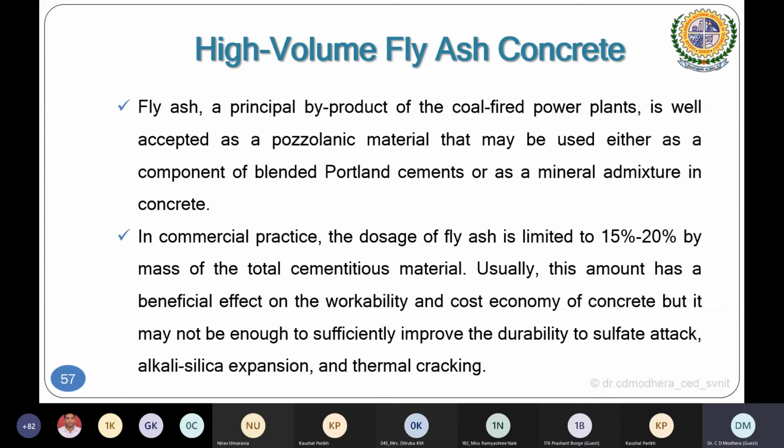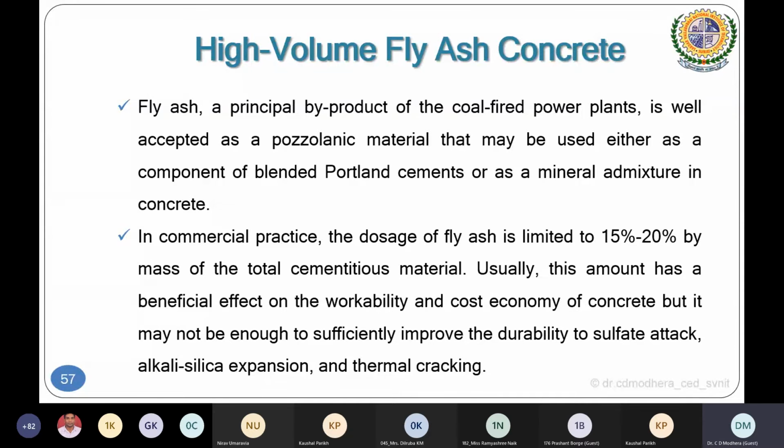Fly ash, a principal byproduct of the coal-fired power plant, I told you, is well accepted as a pozzolanic material that may be used either as a component of blended Portland cement or as a mineral admixture in concrete. So from the very beginning, to produce the cement itself, they are adding it along with cement, or otherwise you can do it later on while preparing or mixing. In commercial practice, the dosage of fly ash is limited to 15 to 20% by mass of the total cementitious material.